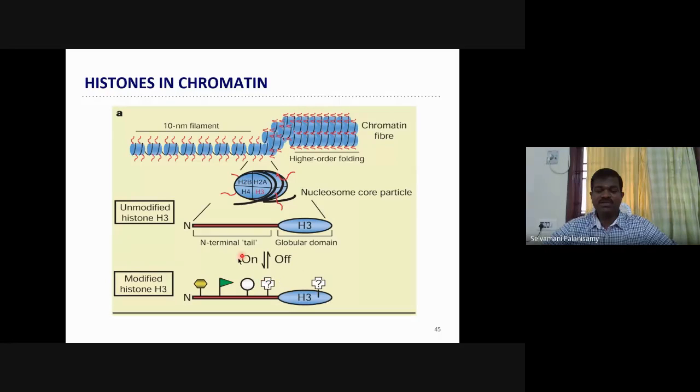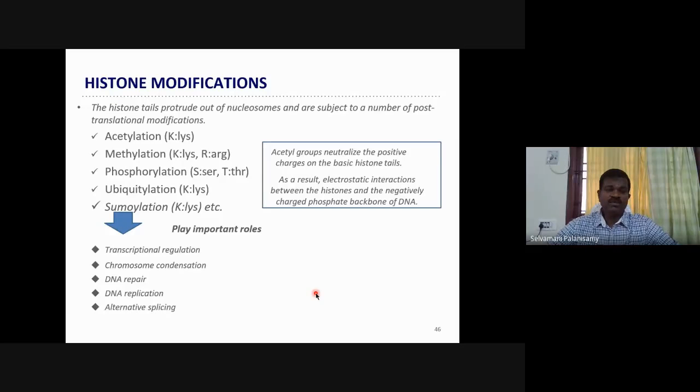So this forms the molecular switch, an on-off mechanism. So we want this native form. But when the histone proteins are modified, the phenomenon gets changed, which leads to various diseases and disorders. So the histone modification may be of five types. One is acetylation, second is methylation, third is phosphorylation, the fourth is ubiquitination and sumoylation. All these contribute towards transcriptional regulation, chromosomal condensation, DNA repair or DNA replication, and alternative splicing.